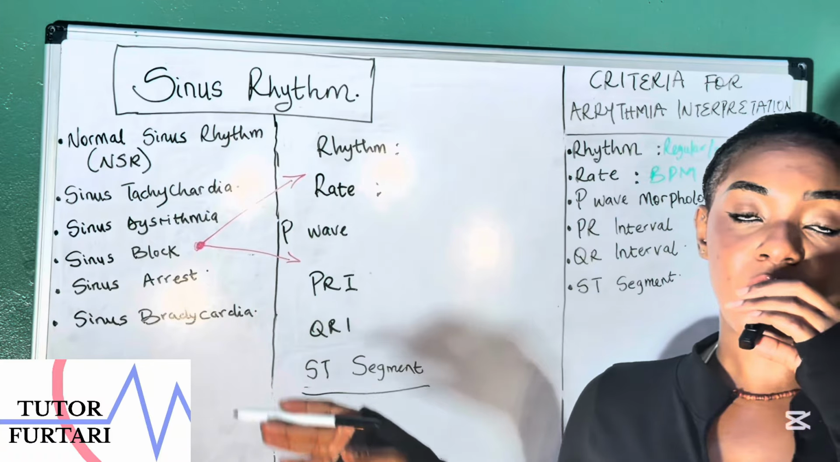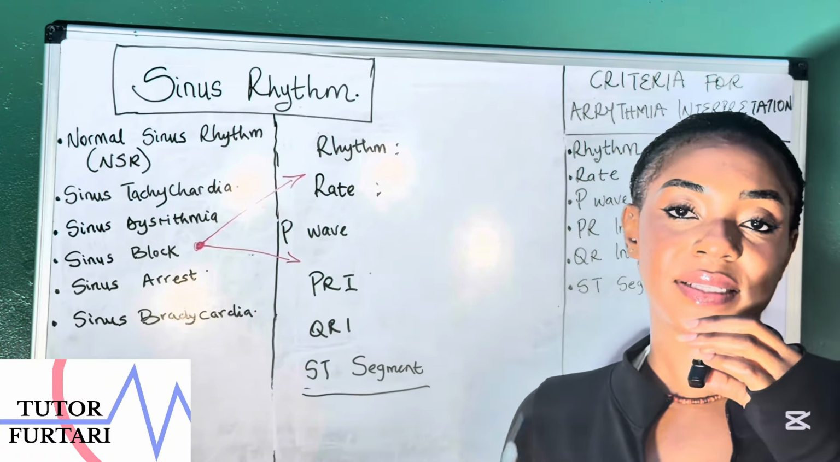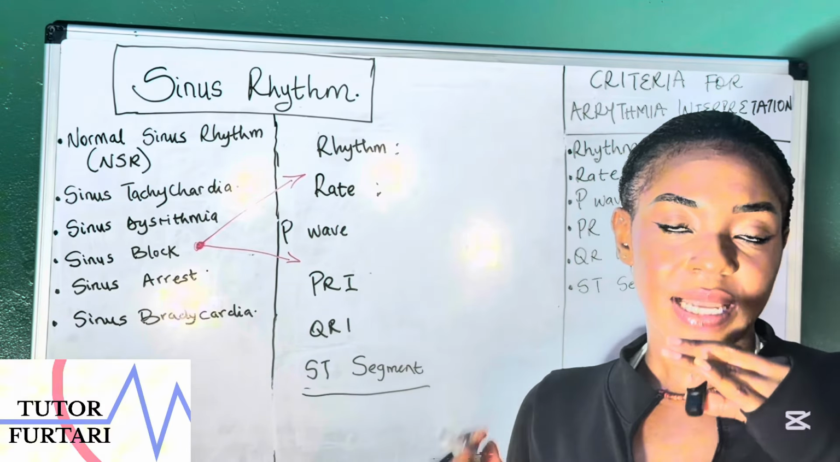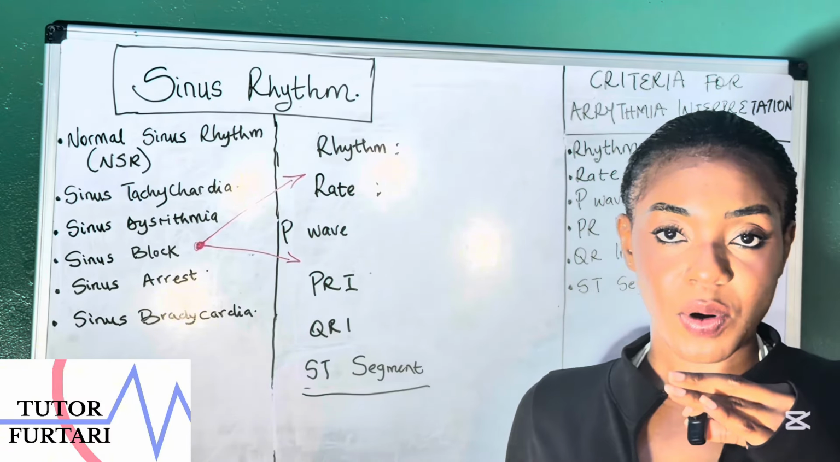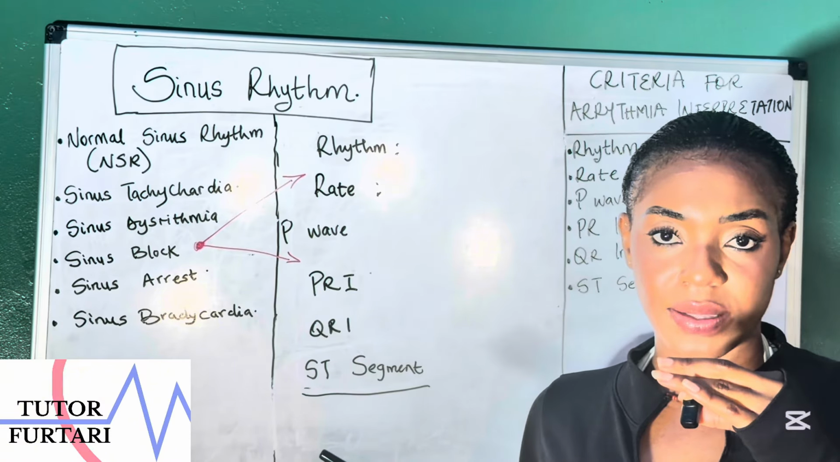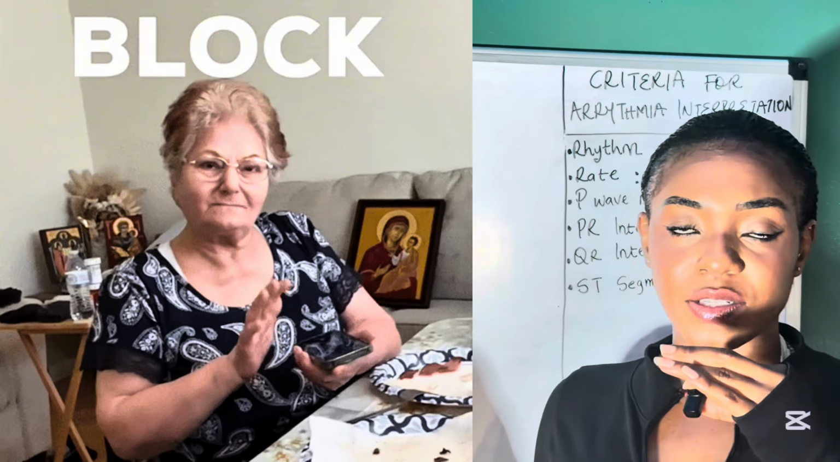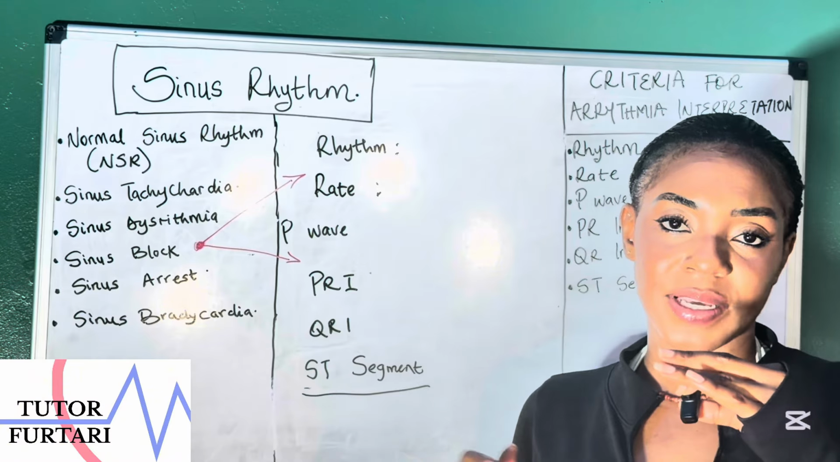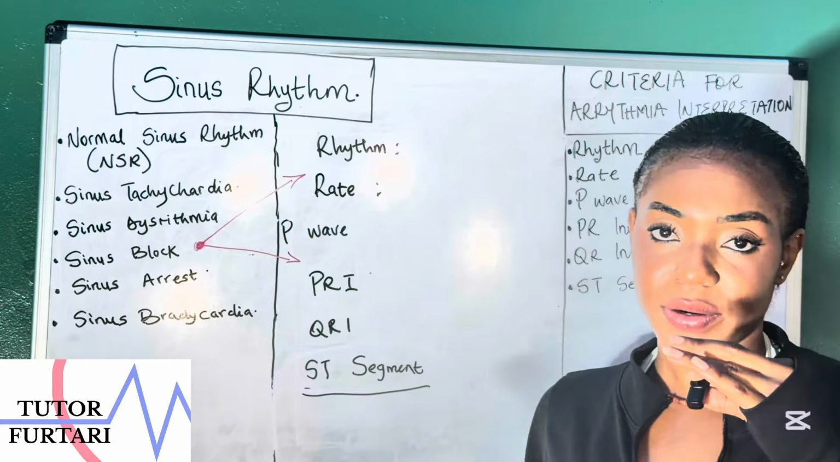The sinus block, which is also called the sinus exit block. What happens during this situation? The sinus node generates impulses, but they are not received by the atria. There is a block there, so the atria is not receiving the impulse. So during that time, there is no atrial or ventricular depolarization.